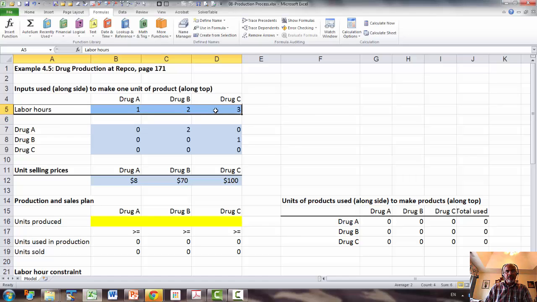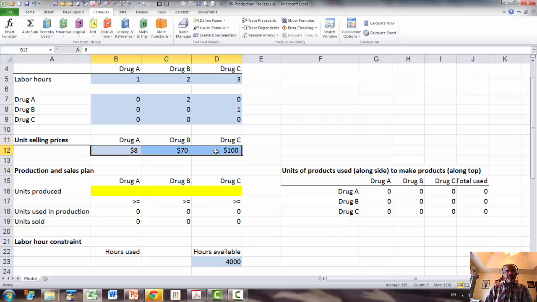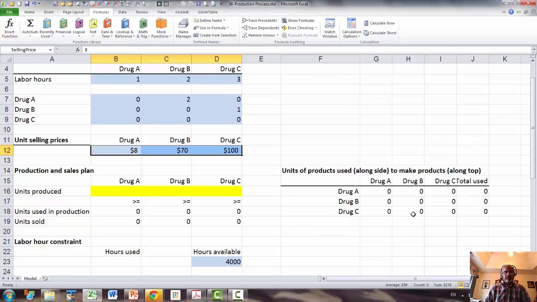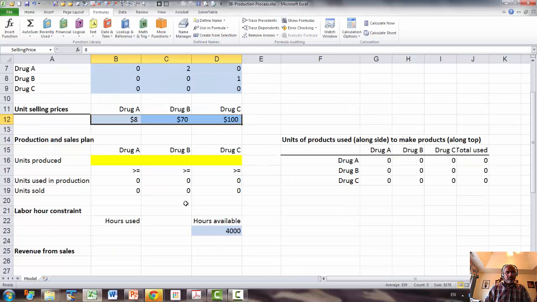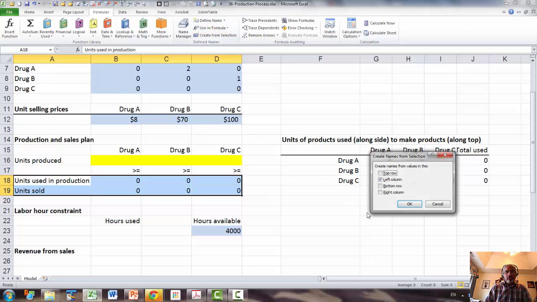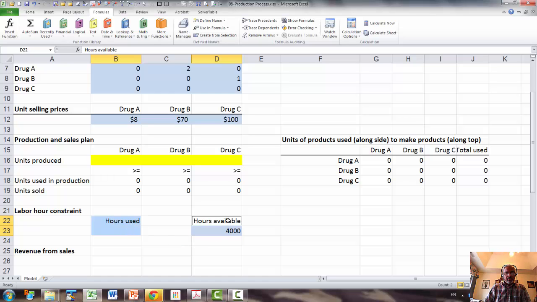So labor hours needed. Okay, so this is unit selling price. So we'll define a name. Selling price. Okay, these two. And hours used, hours available, name those.